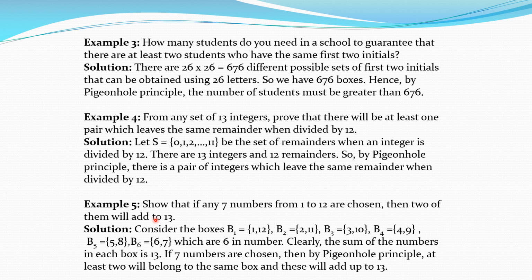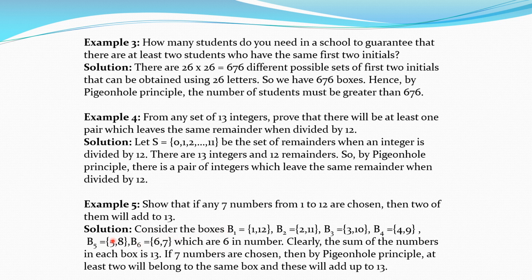Now here we are forming some boxes. See how we are forming the boxes. We form boxes containing two numbers from 1 to 12 whose addition is equal to 13. So the first box B1 contains 1 and 12. Here we are selecting the first number and the last number because their addition is 13. The second box is the second number and second last number, that is 2 and 11. In the same way B3 is 3 and 10, B4 is 4 and 9, B5 is 5 and 8, B6 is 6 and 7. If I try to form B7, it will be 7 and 6, which is the same as B6. So these are 6 different boxes where in each box the sum of the two integers is equal to 13.